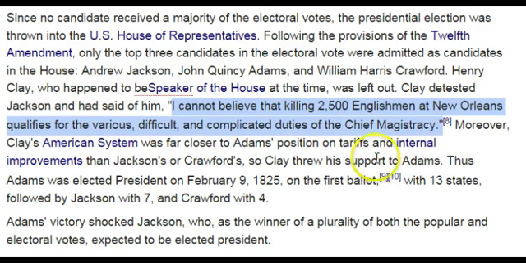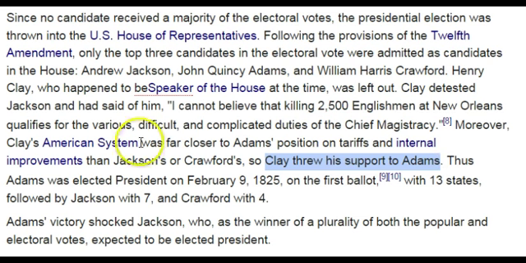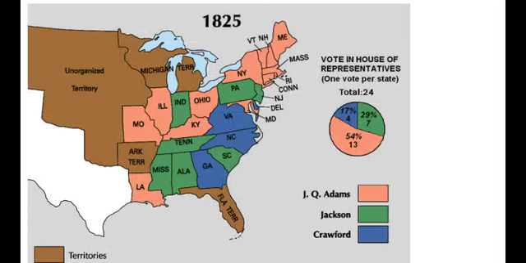And so when Clay threw his support to Adams, it didn't take 36 votes, it just took one ballot. And on the first ballot, Adams wins. And that's what the map looks like when each of the states had one vote, and Adams gets the majority and becomes our sixth president.